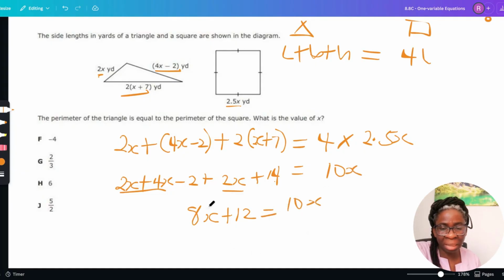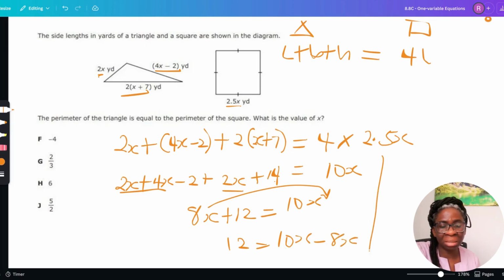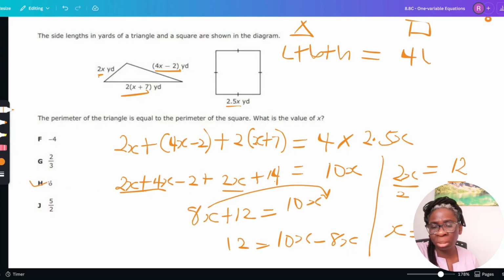Now we can collect the like terms. Let's bring 8x here so that we'll have 12 equals 10x minus 8x. So that means 2x is equal to 12. If 2x is equal to 12, we divide both sides by 2 and x will be equal to 6. So H is the correct option. X is equal to 6.